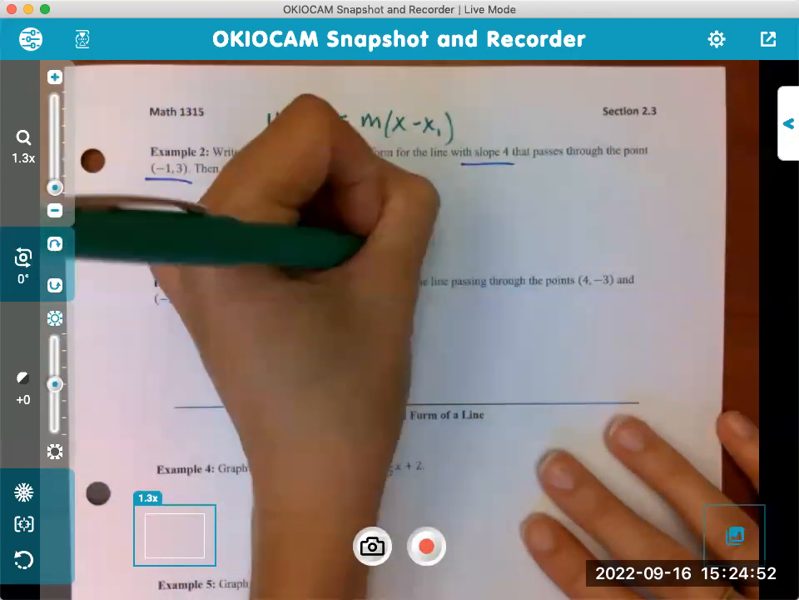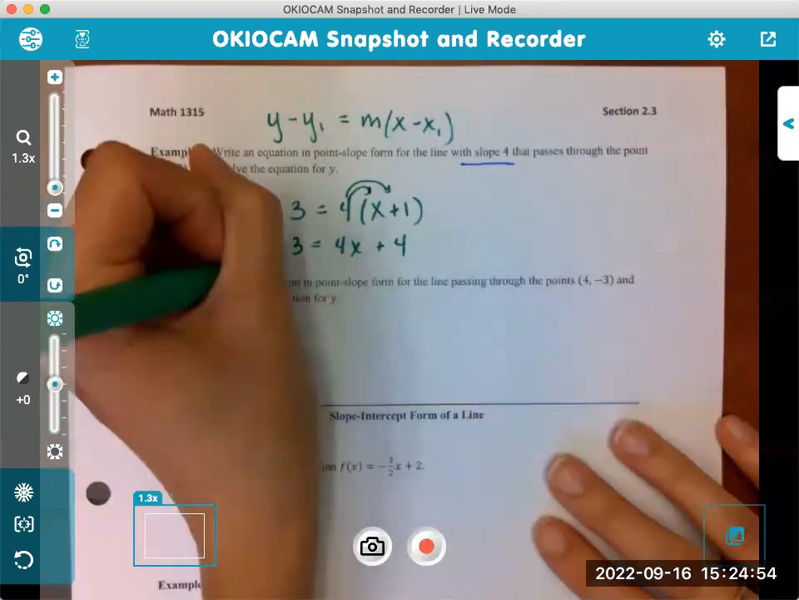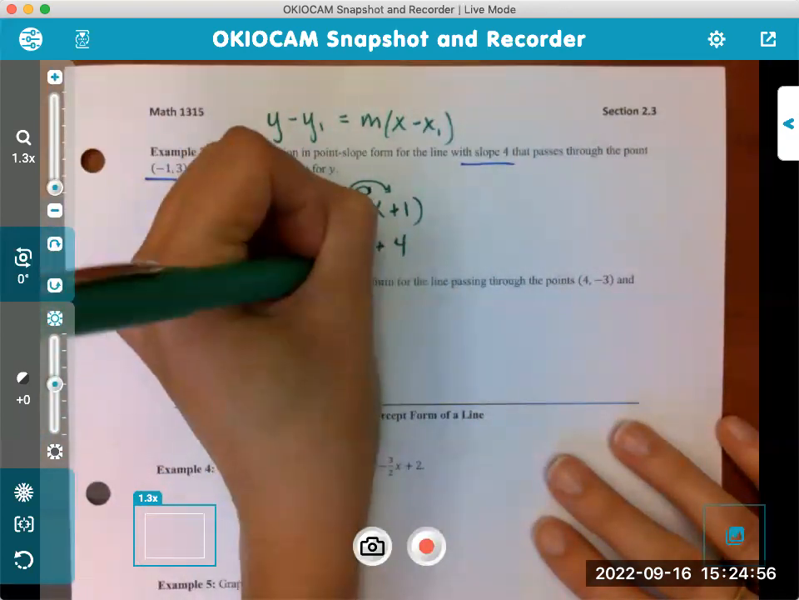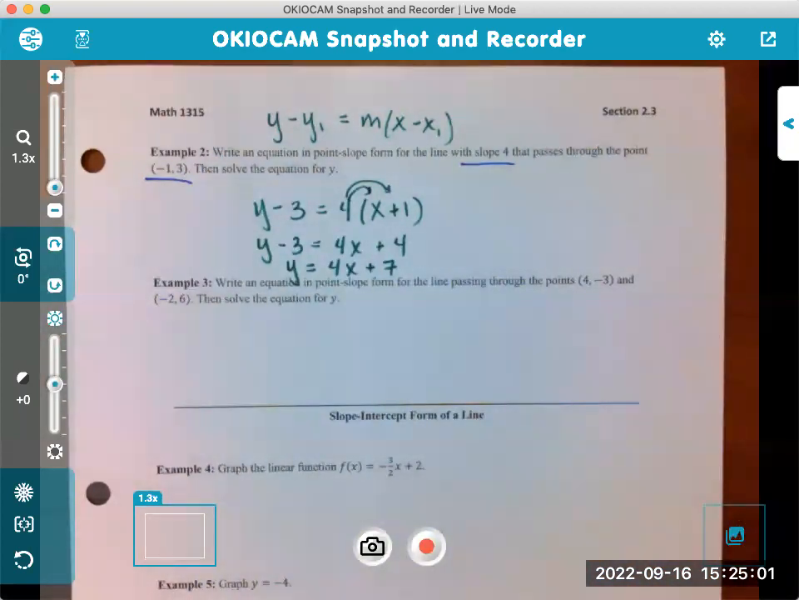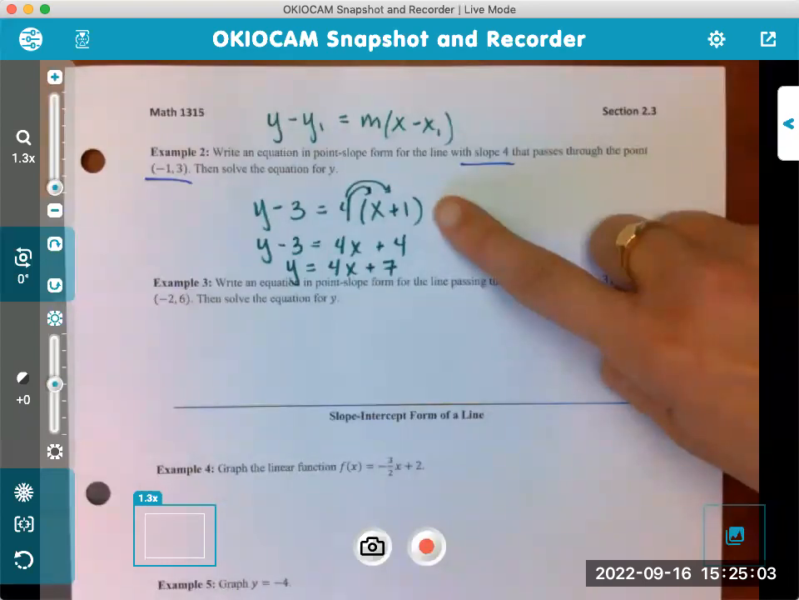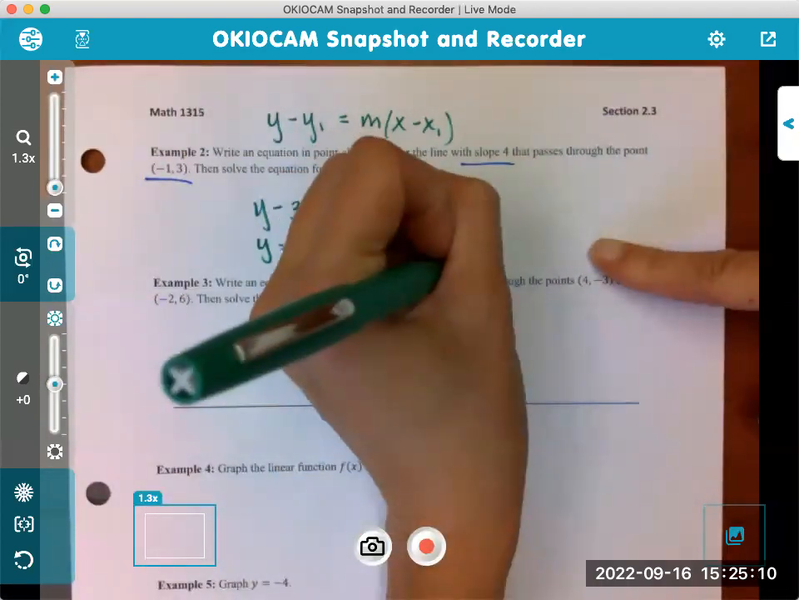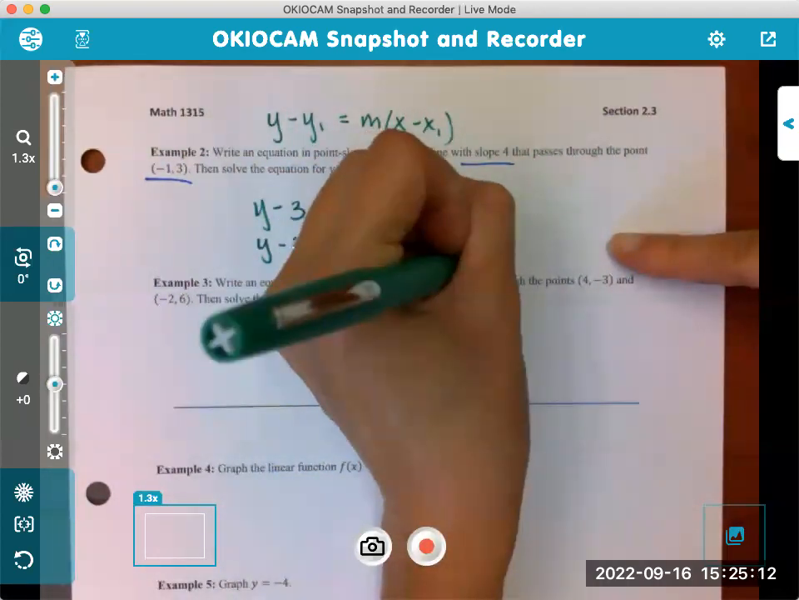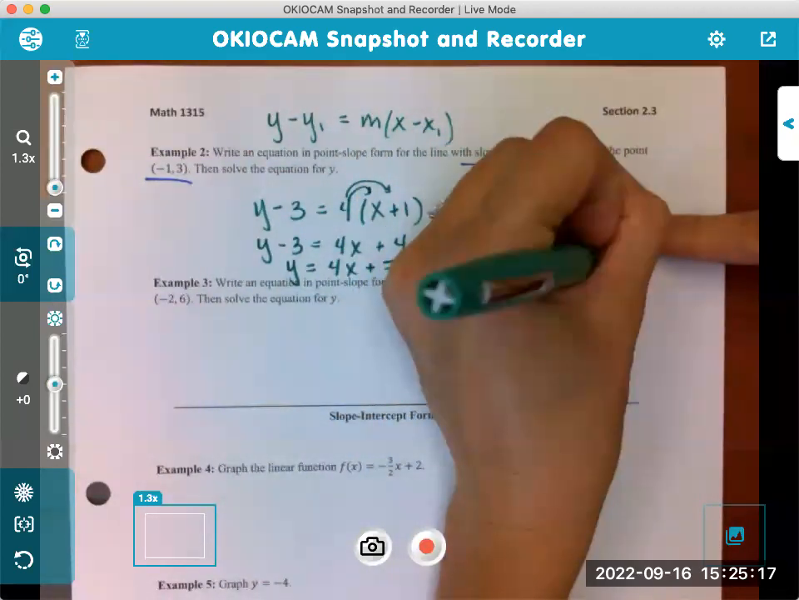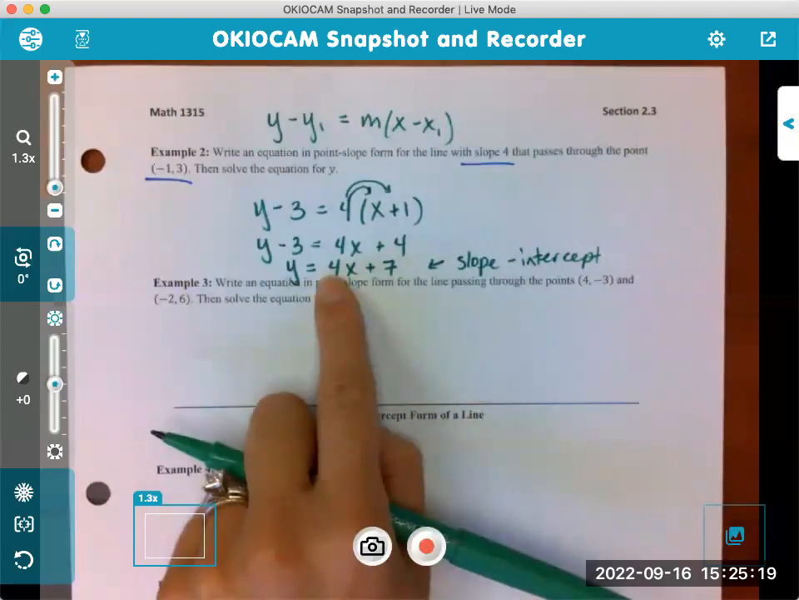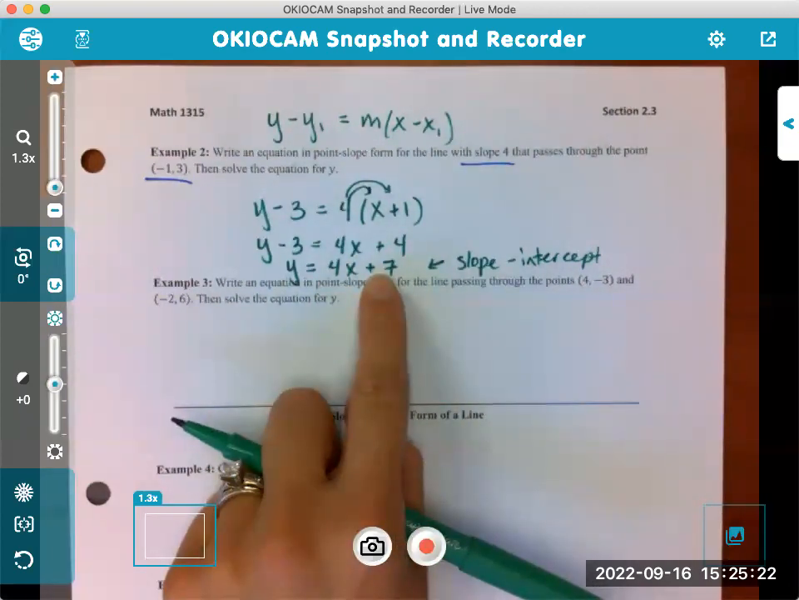4x plus 4, add over the 3. So 4 plus 3 is 7. So here we have what we know as point slope form, and then we have translated into what we will know is called slope intercept form. It's called slope intercept form because here's your slope, and kind of spoiler alert, this is your intercept.